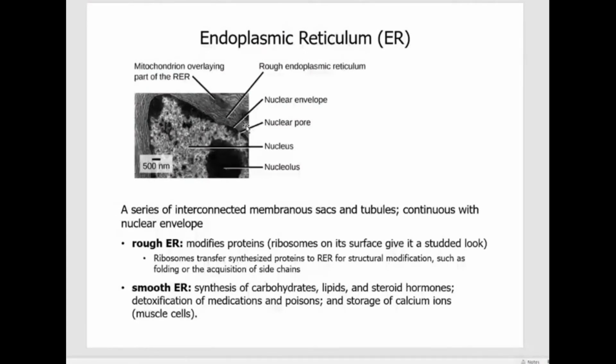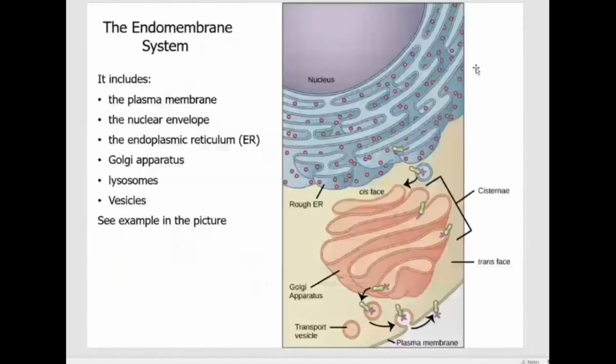Now you're going to see there are two types of ER. One we call rough ER, and the other one is smooth ER. The rough ER has a studded look, and that's because ribosomes are attached to its surface. So if we go back, you see here, this is going to be the rough ER, because all the ribosomes are attached to the surface.